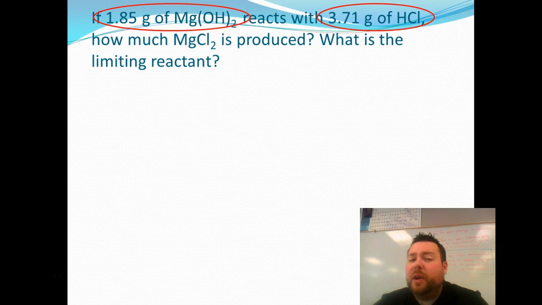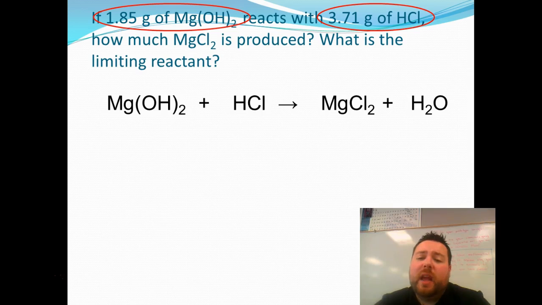The thing that we don't know is how much magnesium chloride is being produced. But we need a little bit more information to really solve this. Even though what we've circled so far is essential to answering this, we also need a balanced equation. If we take magnesium hydroxide and react that with hydrochloric acid, we get two products, magnesium chloride and water. This in itself isn't quite enough. We also need to balance it.